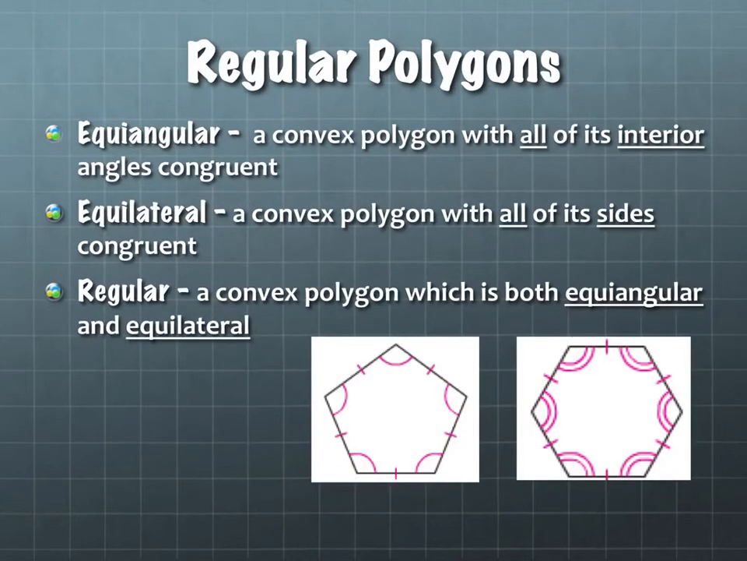All right, equiangular. Equiangular means that you have a convex polygon where all of the interior angles are congruent. One that's very familiar to you that's equiangular would be a square or even a rectangle. All of the angles have the same measure. Equilateral means that all the side lengths are equal.